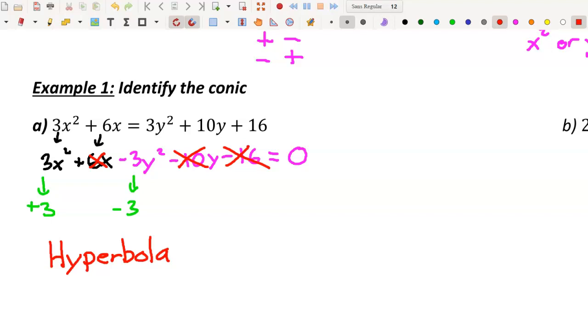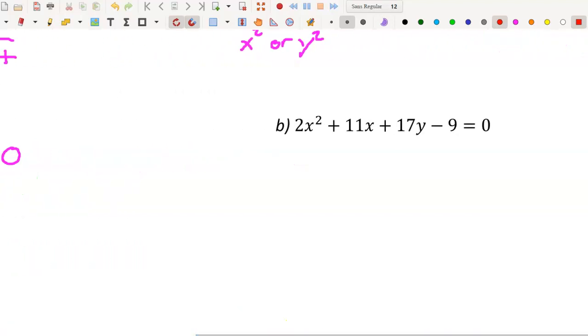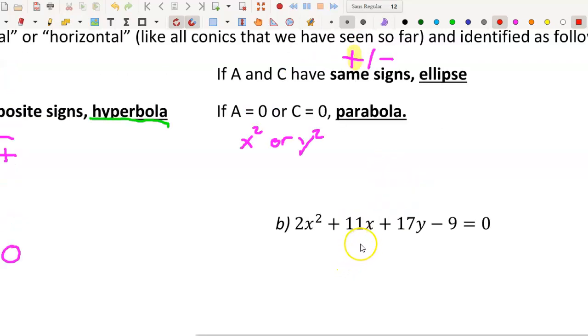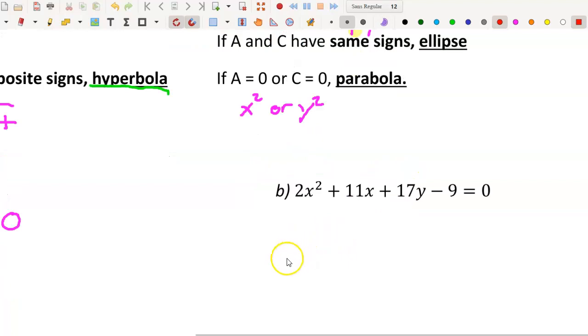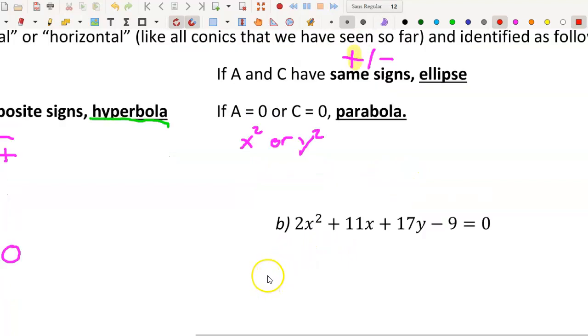So that's just good to know before you even start what you're working with. Alright, go ahead and try B, right next to it. And what say you? This one's probably a little faster. What do you think this is? Remember, you're only paying attention to the squares. So what do we have?